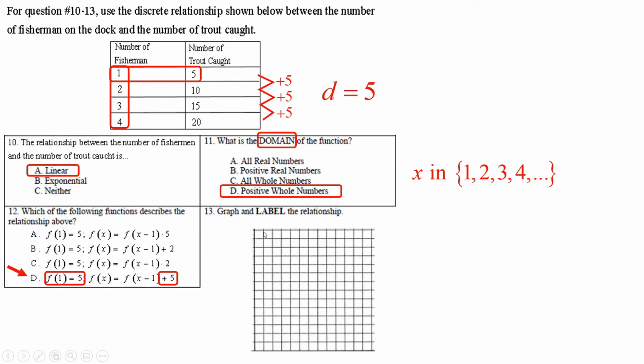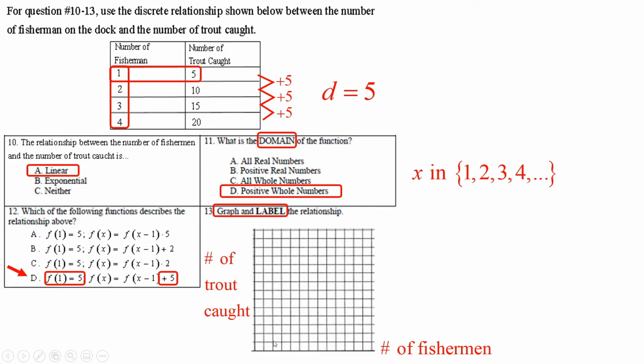Now, let's graph. And you guys are an expert at graphing. But let's get all our points, graph and label. So what does the x-axis represent? The number of fishermen. Let's write that out, number of fishermen. And what does the y-axis represent? The number of trout caught. That's how I label that.